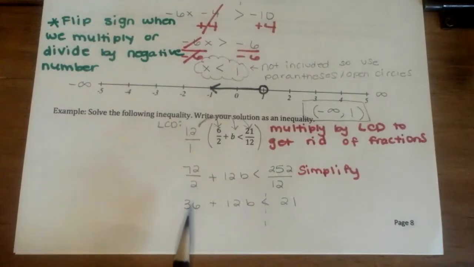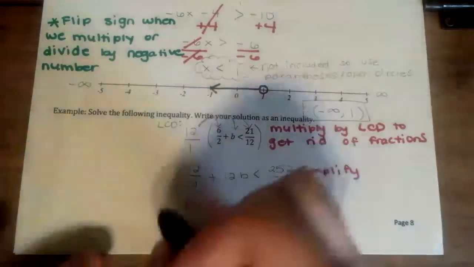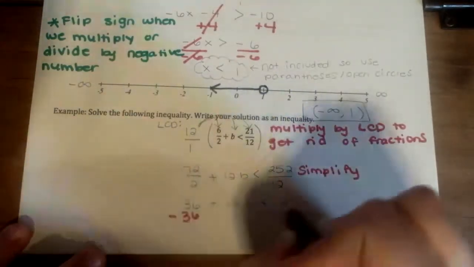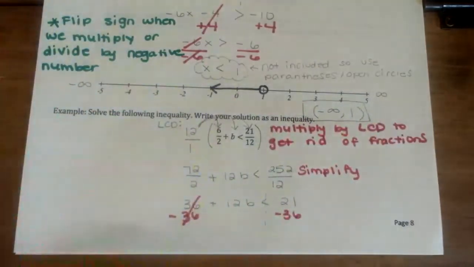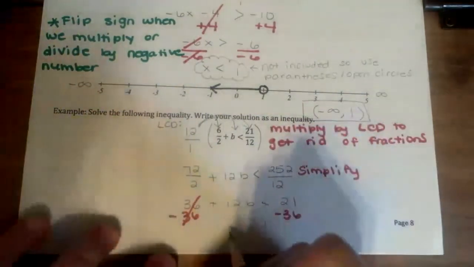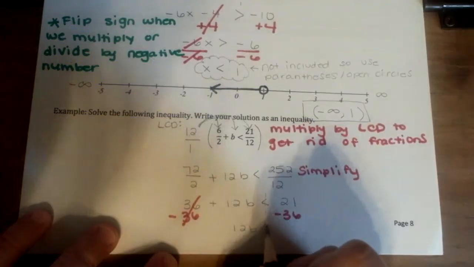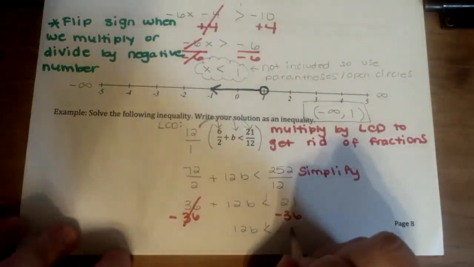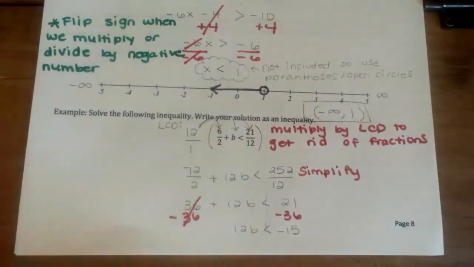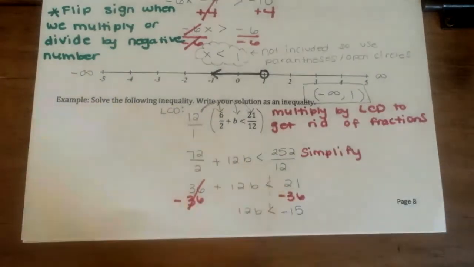Let's get rid of our adding and subtracting. Let's move this adding 36 to the other side. So the opposite of adding 36 would be to subtract 36 from both sides. That way 36 minus 36 cancels out. We're left with 12b is less than 21 minus 36. 21 minus 36 would give us negative 15. Almost done. So 12 times b is less than negative 15.